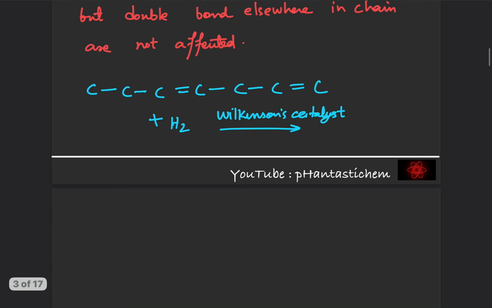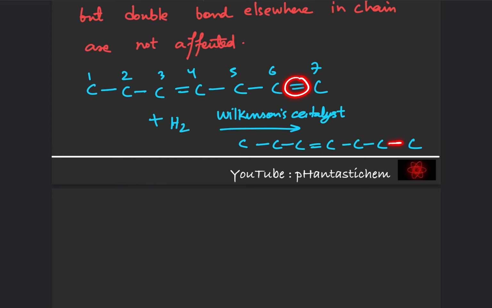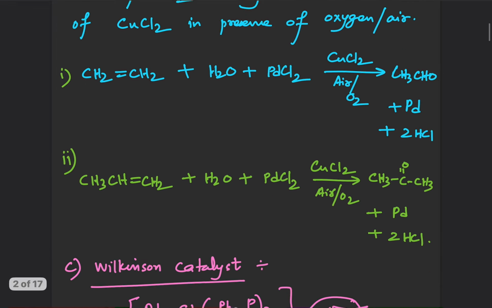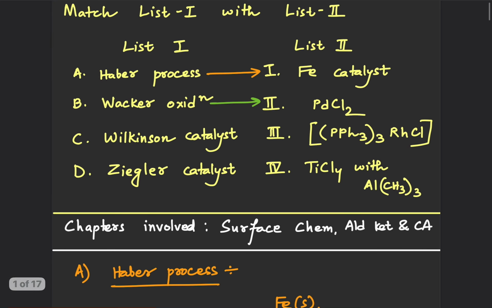So therefore our answer will be, so 1, 2, 3, 4, 5, 6, 7. So therefore we will get C 4, 5, 6, 7. So this will be our answer. You can see a double bond got converted to a single bond, and this double bond remained as it is. So that's the application of Wilkinson's catalyst. So therefore C will be matched to 3. Yeah, Wilkinson's catalyst is 3.